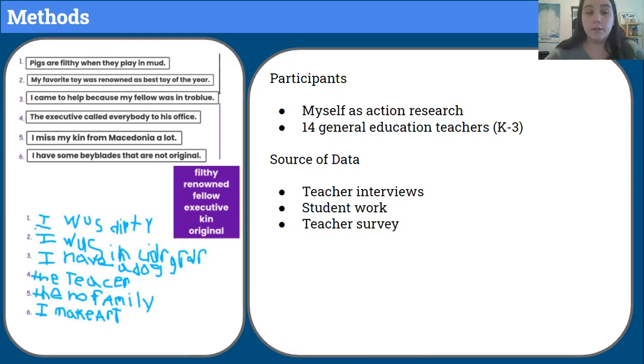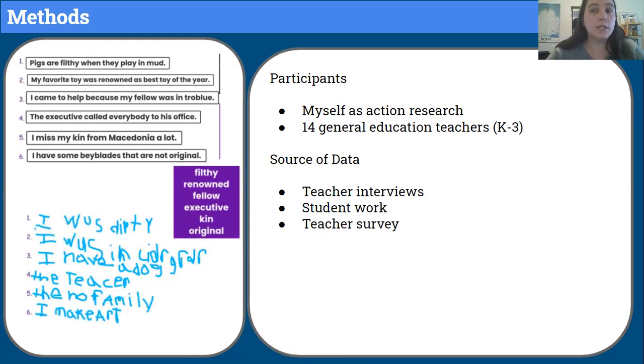Student work, one from a student who had active parents in education and one who did not, and also a teacher survey among those 14 general education teachers.